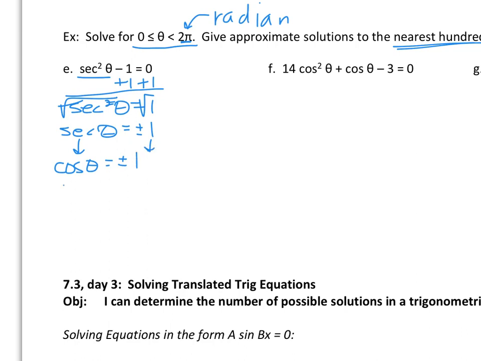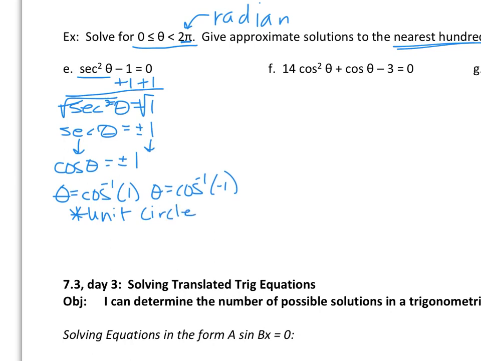To get theta by itself, we'll now take the inverse. But we need to take the inverse of positive 1 and negative 1. Now 1 and negative 1 are actually on the unit circle. And remember, anytime we're on the unit circle, we have to have our exact values. So when does cosine equal positive 1, and when does it equal negative 1? Well, it equals positive 1 on the right at 0. And you could also say 2 pi, but then think about the directions again.